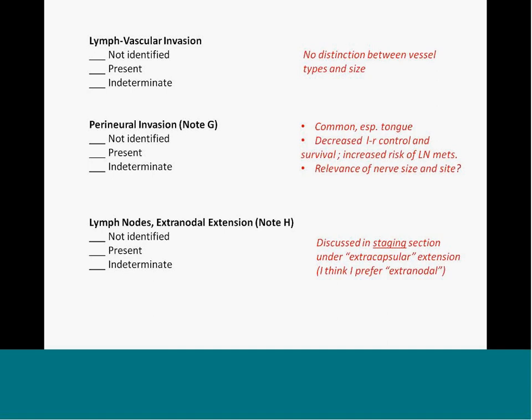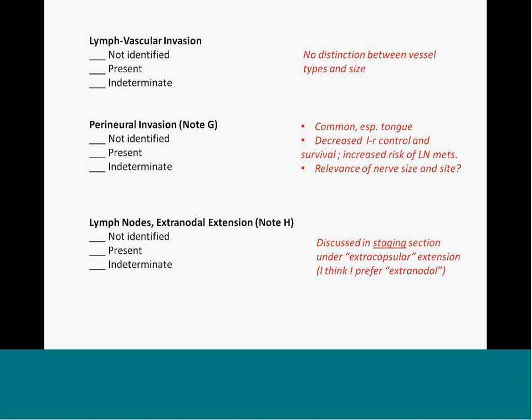The next component, lymph-vascular invasion. There's no distinction here in the AJCC categorization of the size of the vessels, so it's really all just called lymph-vascular invasion. Perineural invasion is very common, especially in the tongue. Perineural invasion has a decreased rate of local regional control, decreased survival, and is indicative of a higher risk of lymph node metastases.